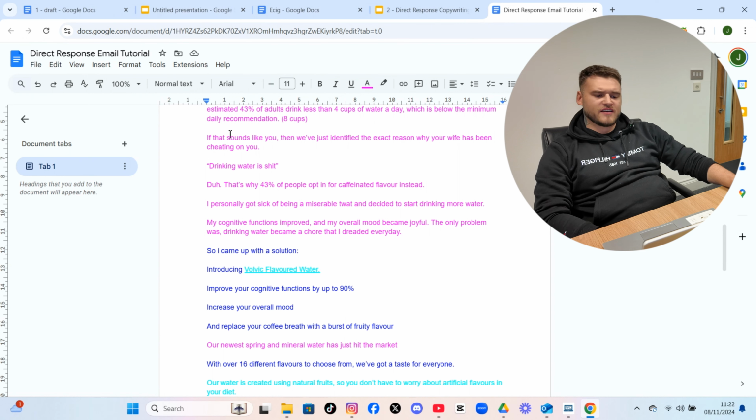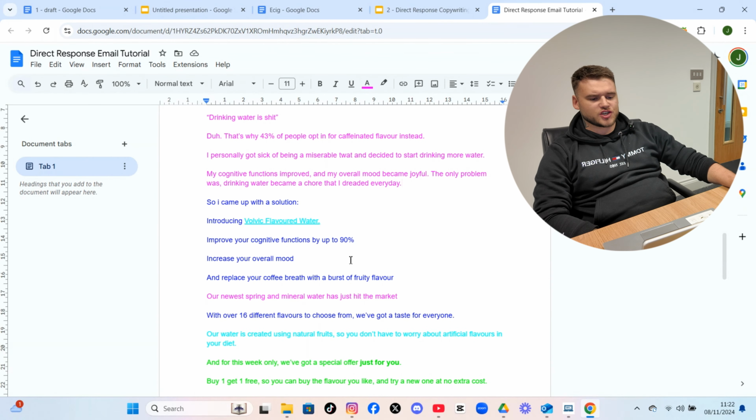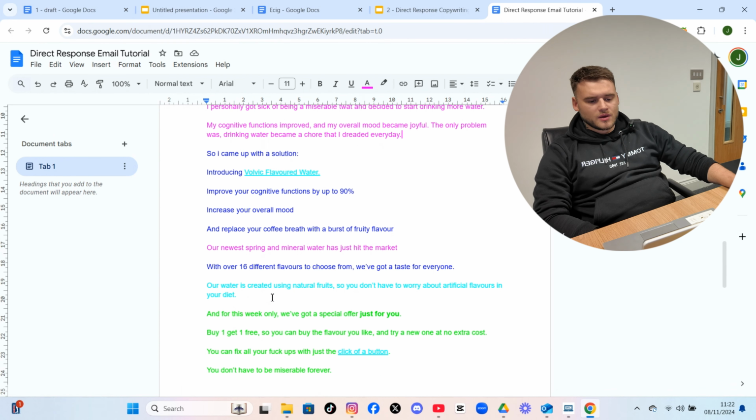Introducing Volvic flavoured water. Improve your cognitive functions by up to 90%. Increase your overall mood and replace your coffee breath with a burst of fruity flavour. Our newest spring and mineral water has just hit the market with over 16 different flavours to choose from. We've got a taste for everyone. Our water is crafted using natural fruits, so you don't have to worry about artificial flavours in your diet.